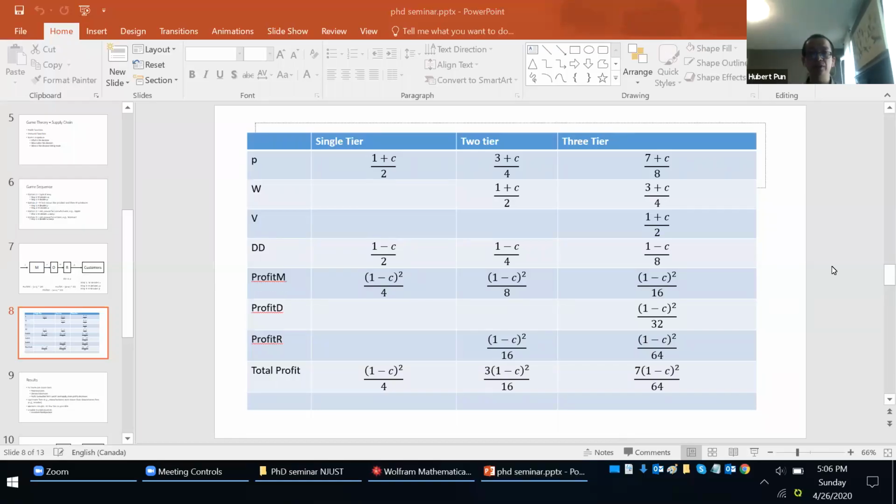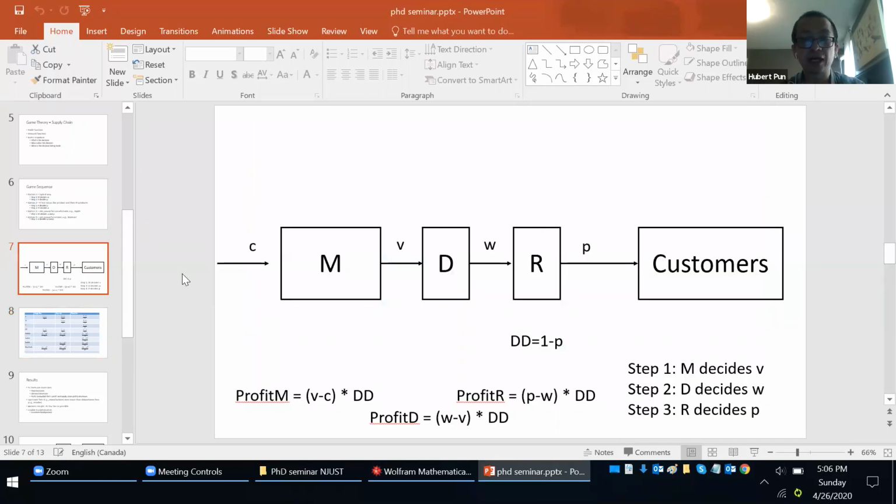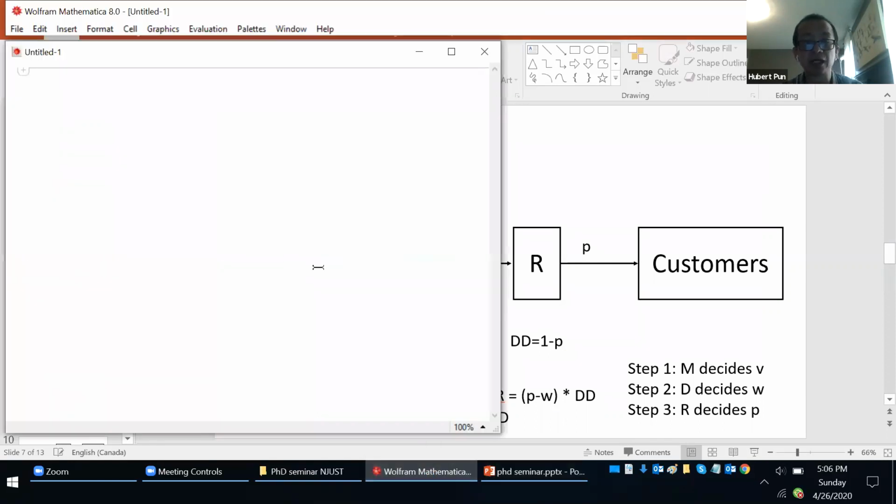Okay, so what we want to do today is to look at this three-tier supply chain. We want to find out what is the optimal V, W, and P. So let's go to Mathematica and work on that. So what we want to do is to type up all the functions.